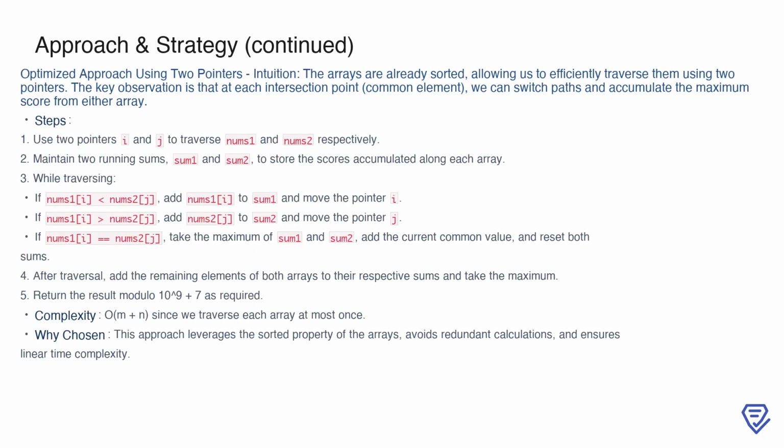Now, a more efficient solution is the optimized approach using two pointers. This method leverages the fact that the arrays are already sorted, allowing us to traverse them simultaneously in linear time. The key insight here is that we can use two pointers, one for each array, to efficiently manage the traversal.